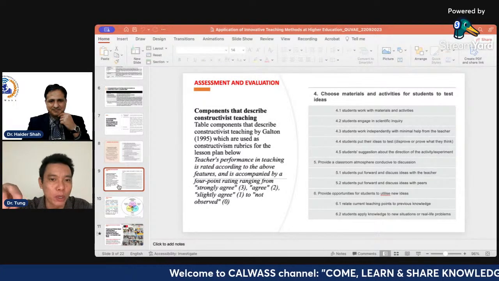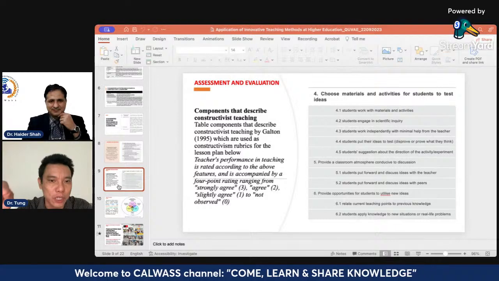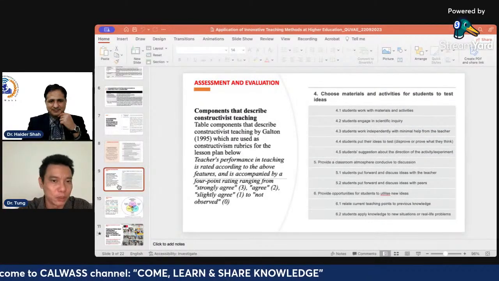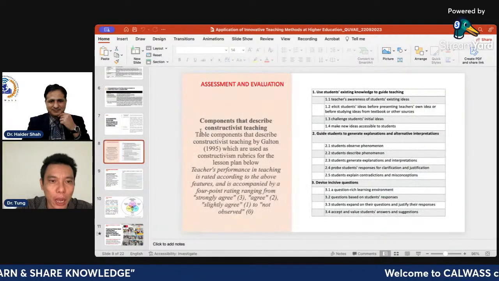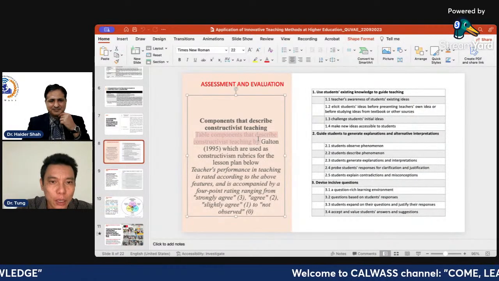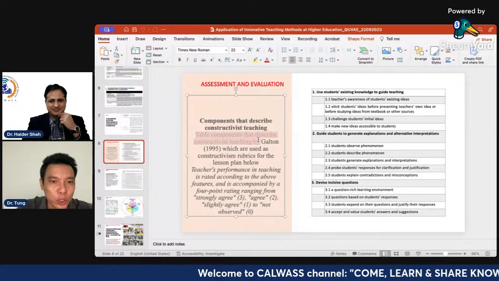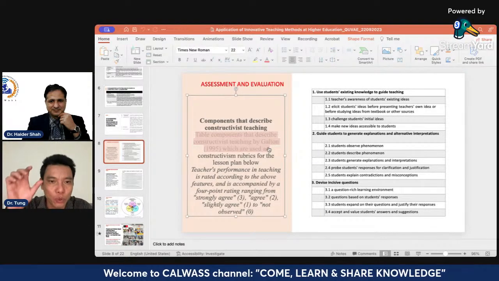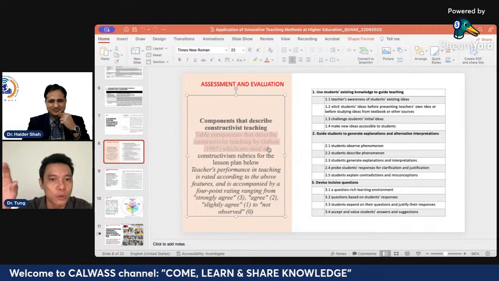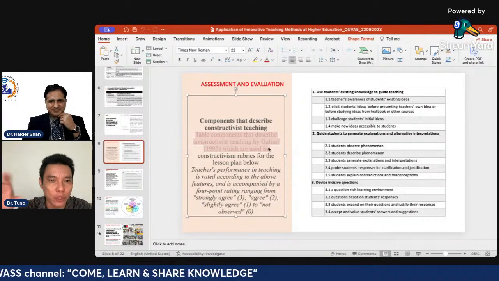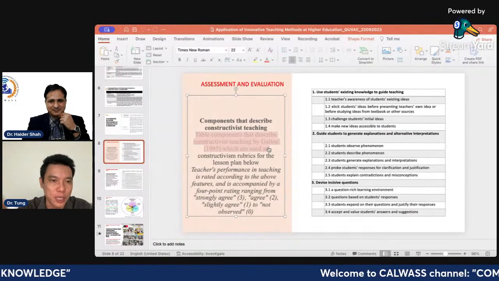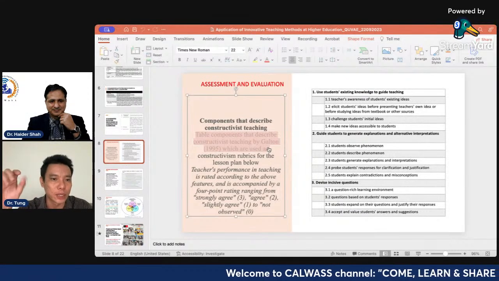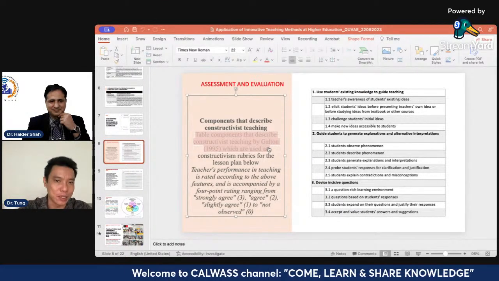These components describe the constructivism teaching, so by doing this, you can measure. This is the research from the table of components describing constructive teaching by Galton. You can go to the journal to find the research about Galton 1995, and then you can use this table to measure the success of the constructivism class. Thank you, I hope I can answer your question. Yeah, very nice. Thank you very much.